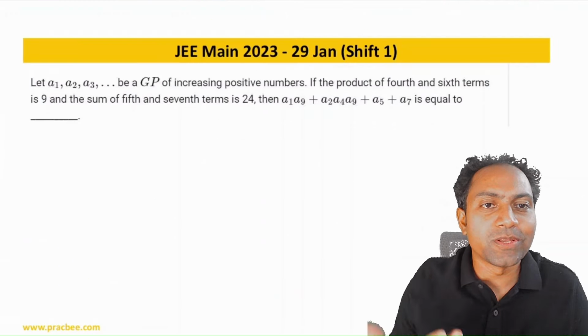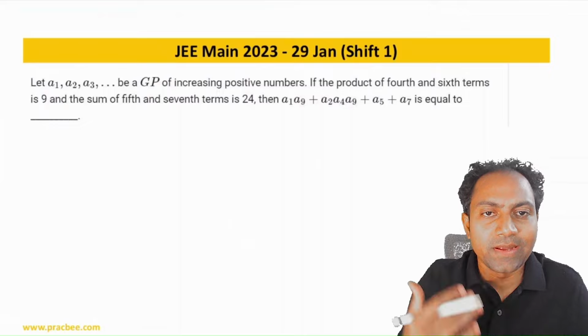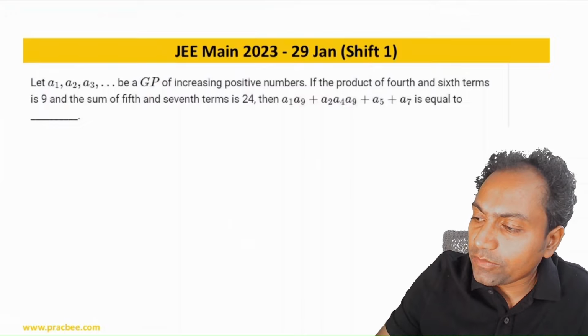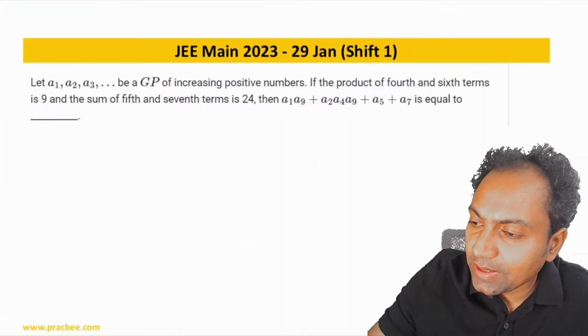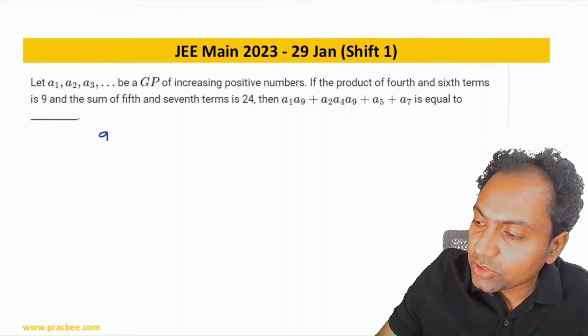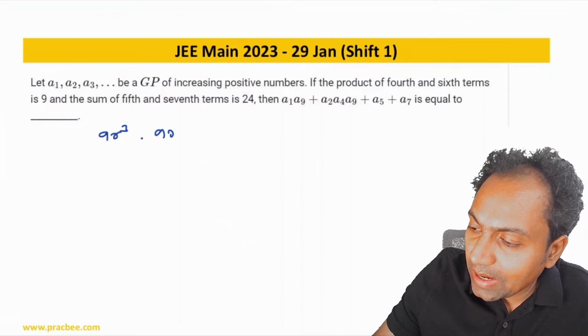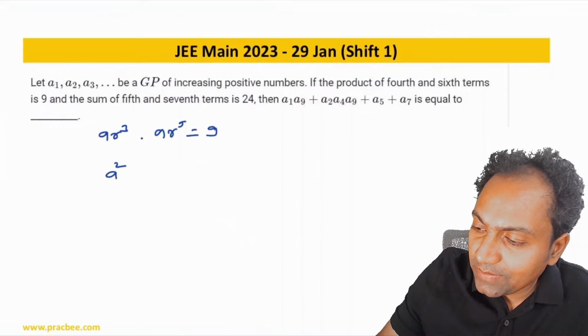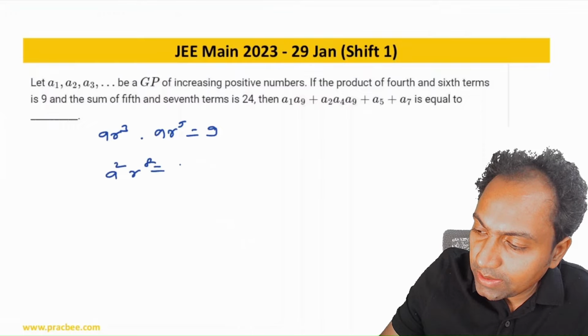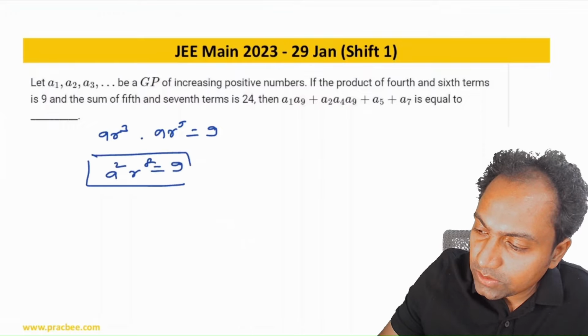In this 2023 question, they have given a very interesting condition that the product of the fourth and the sixth term. So if I take my first term as a and the common ratio as r, the fourth term becomes ar cube into ar raised to the power 5. And this is given as 9. So what we have is a square r raised to the power 8 is equal to 9. This is given to us.